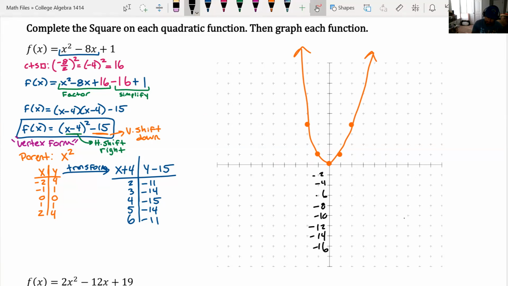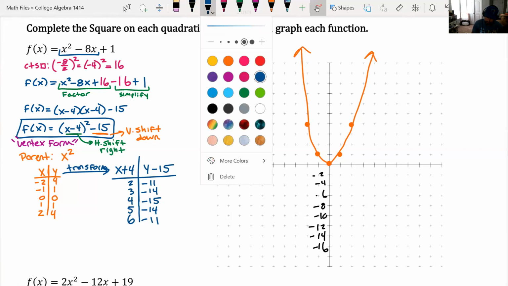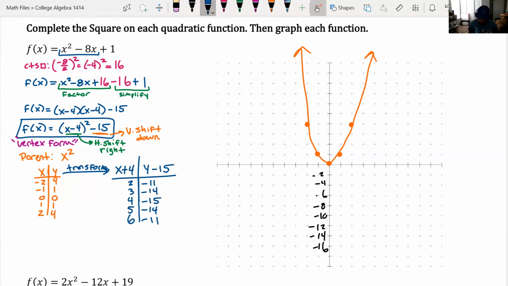Okay, and now let's graph the transform function. And at 2, we're at negative 11, which is right there. At 3, we're at negative 14, which is right there. At 4, we're at negative 15, right in the middle. And then same points.